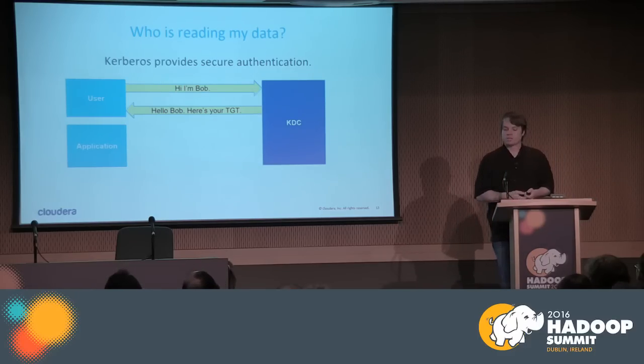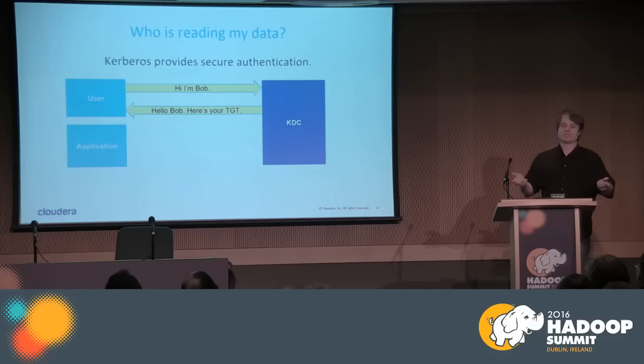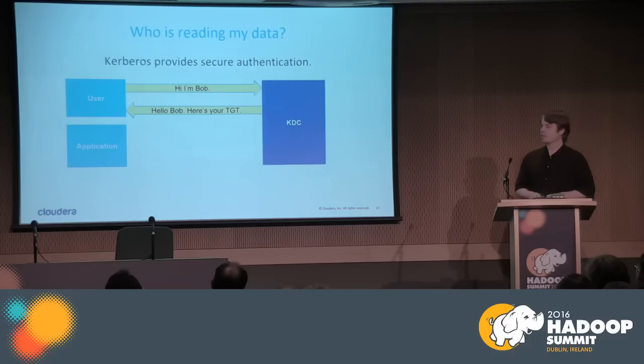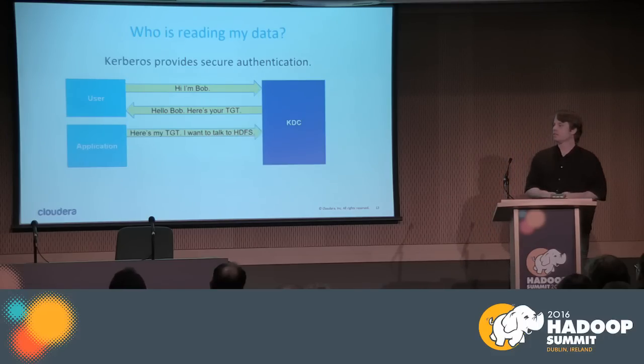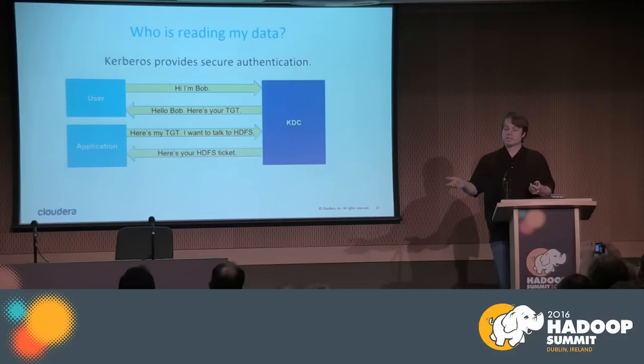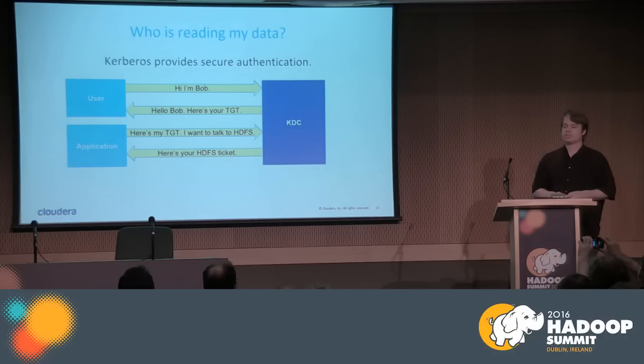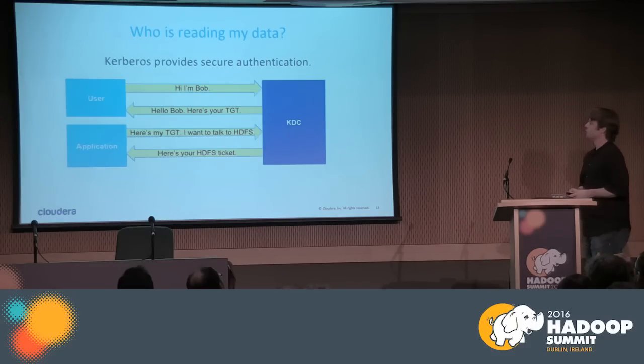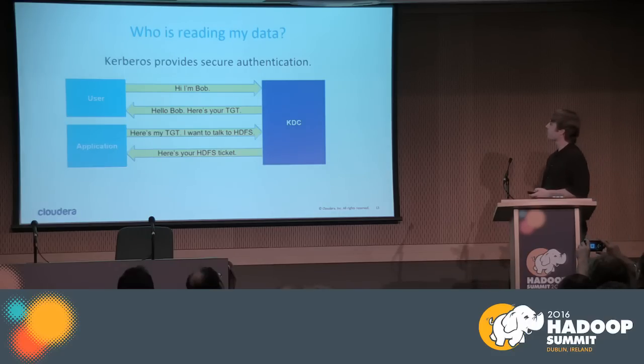So when your application running as your user Bob wants to access, for example, HDFS, it goes back to the KDC, presents that ticket granting ticket, and says, I want to talk to this other service, HDFS. And then the KDC gives you back a ticket that you can use to talk to HDFS. And HDFS knows how to read that ticket, and because that ticket is signed by the KDC, it knows that you are really who you are saying you are.